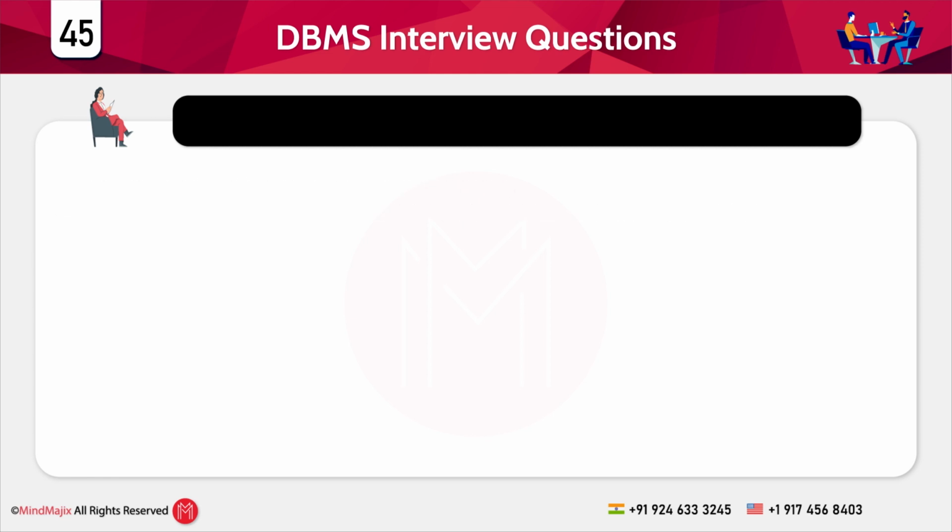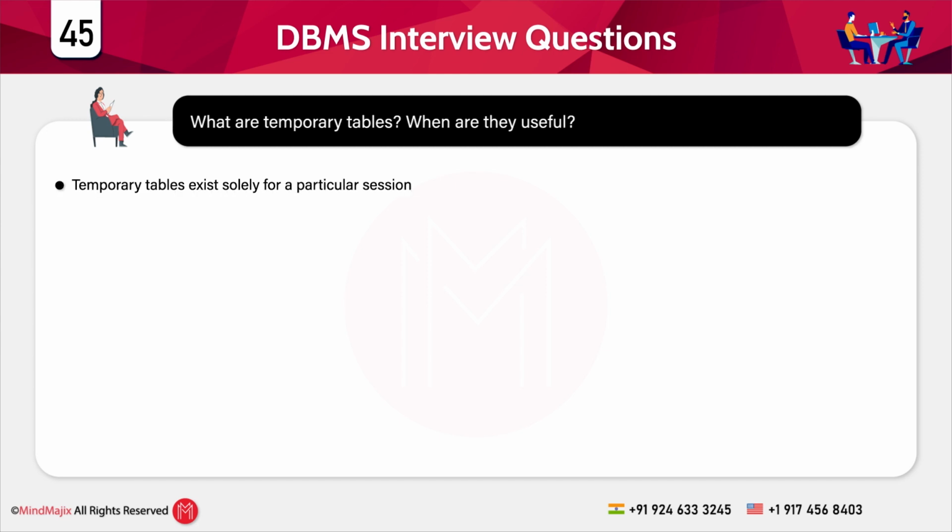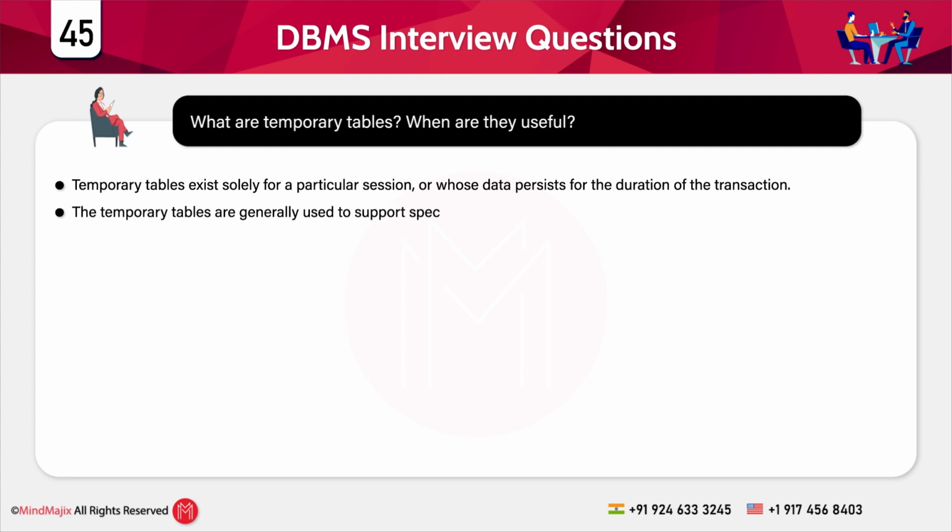The next question is, what are temporary tables and when are they useful? Temporary tables exist solely for a particular session or whose data persists for the duration of the transaction. They are generally used to support specialized rollups or specific application processing requirements. Unlike a permanent table, space is not allocated to a temporary table when it is created. Space will be dynamically allocated for a table as rows are inserted. The create global temporary table command is used to create a temporary table in the Oracle database.